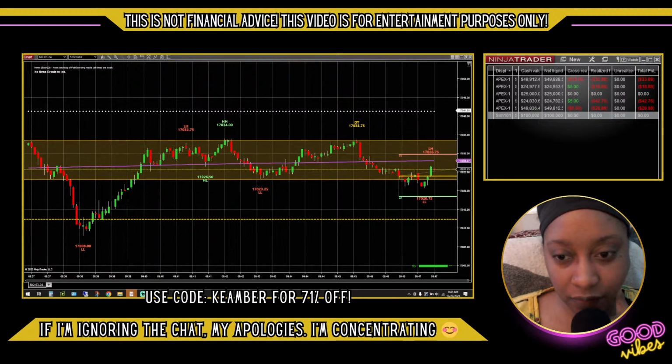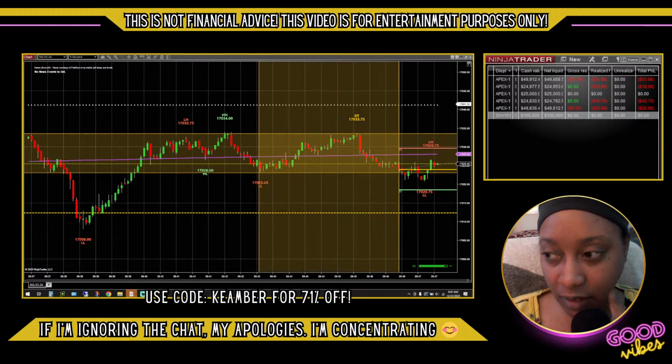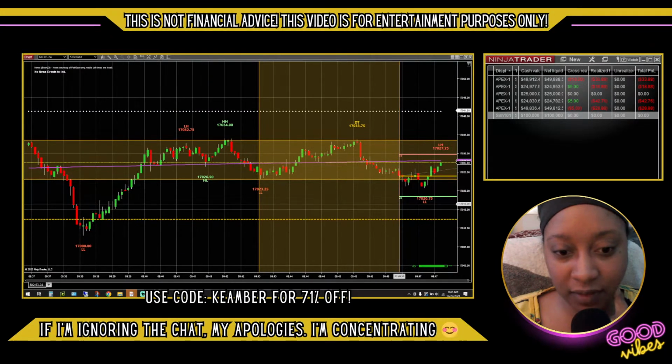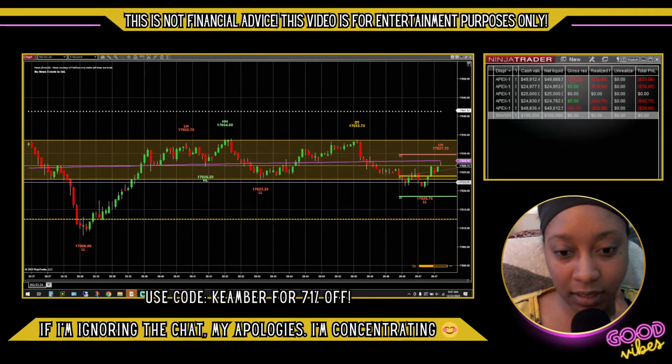So I mainly use volume to determine if I'm going to get into trades or not. All right, so yeah, the volume in this little square or rectangle was so iffy. That's why I didn't get into that sale there.